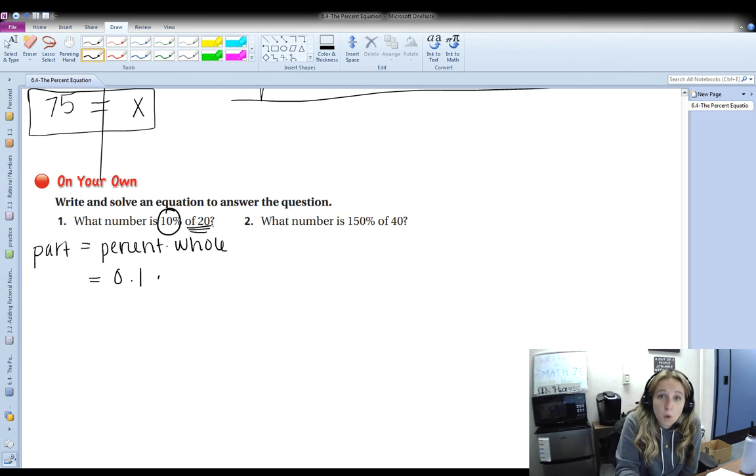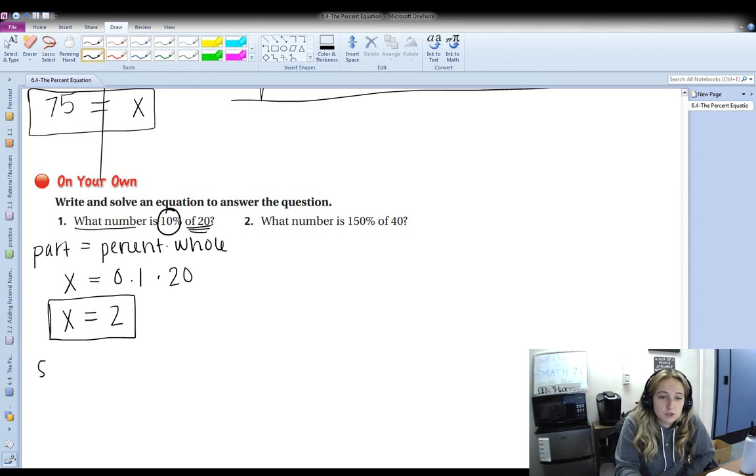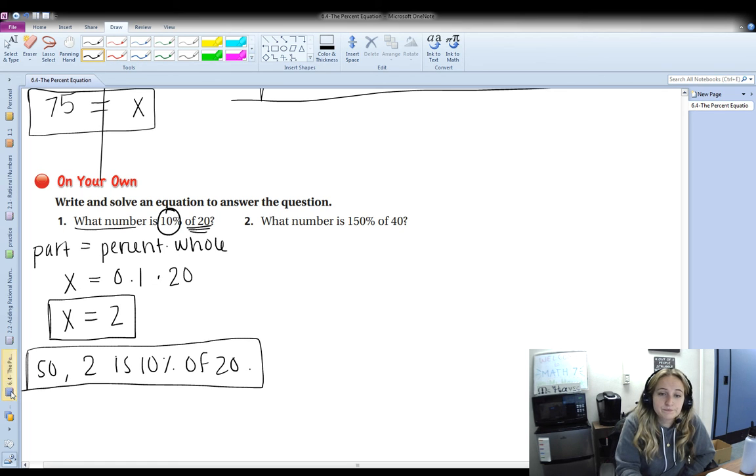So I know 20 is my whole. So 20 is my whole, which means I don't know my part. So I'm going to write it as an x. Well, to solve for x, I literally just multiply 0.1 times 20, and I get 2, which means my part is 2. So 2 is 10% of 20. Okay, so I figured out that one.